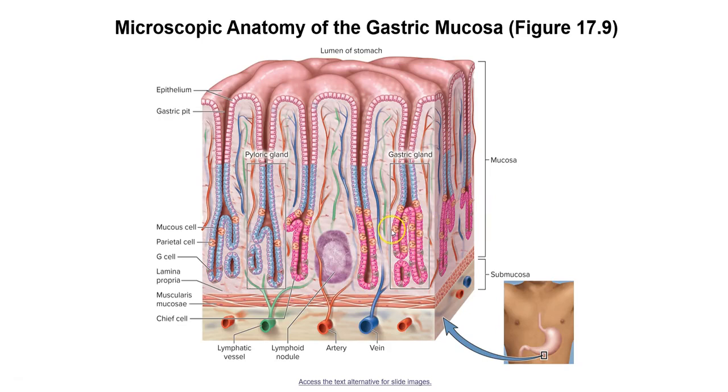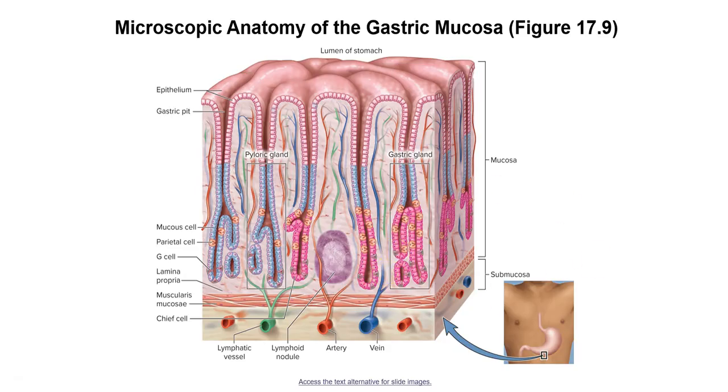We have what are called parietal cells in orange here. The parietal cells secrete hydrochloric acid. They also secrete intrinsic factor and ghrelin, which is a hormone that's going to help suppress appetite whenever we're already digesting food. We also have chief cells, which are colored in this kind of grayish purple color here.